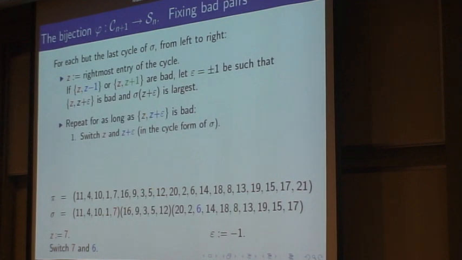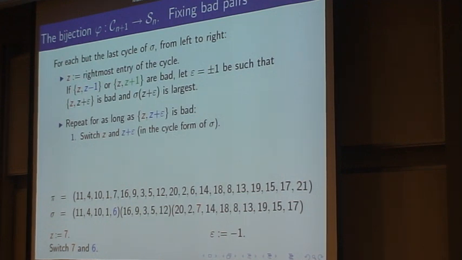The way I'm going to fix it is just by switching 6 and 7 in this cycle notation of sigma. So this is the switch. Switching that actually fixes the bad pair 6, 7, and it also fixes 7, 8. That's why I chose to fix 7, 6 rather than 7, 8, because now the switch fixes both. Okay, so that's good.